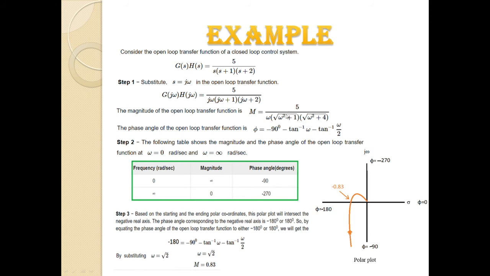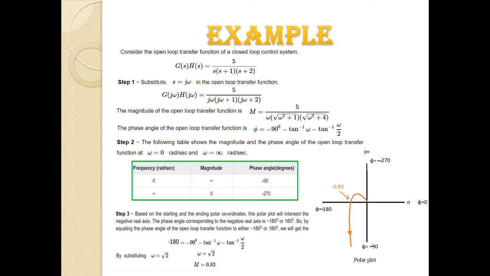So it is root over of omega square plus 1. For the next term, the real part is 2, so root over of 4 square plus omega square. So that is written as root over of omega square plus 4. Next, we need to find out the phase angle of the open loop transfer function, that is angle of G(j omega) H(j omega).